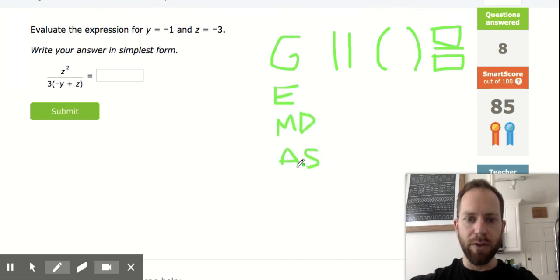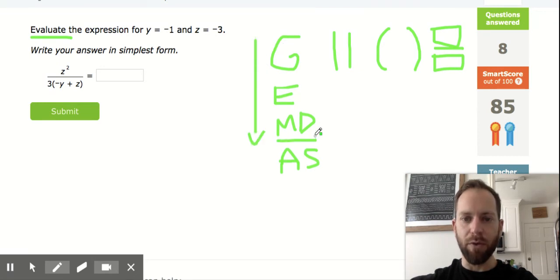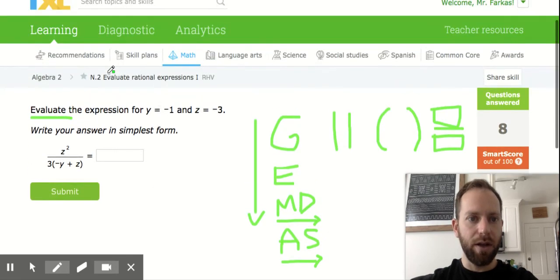So whenever you see the word evaluate, that means like you're solving and you have all of the variables. Then you're going to want to make sure you're using the order of operations, right? And just remember you do multiplication and division and addition and subtraction at the same time from left to right. All right, good luck on N.2.